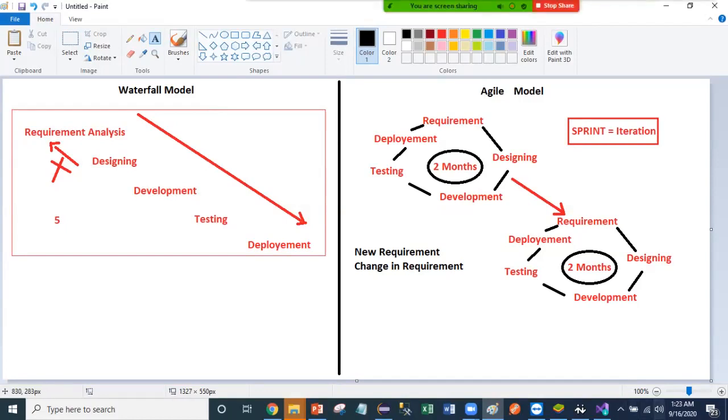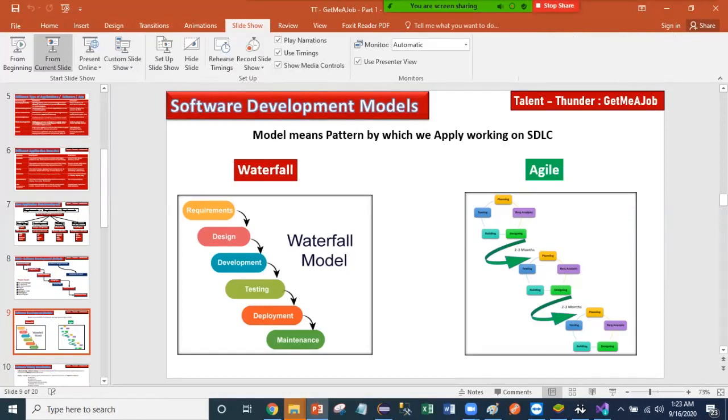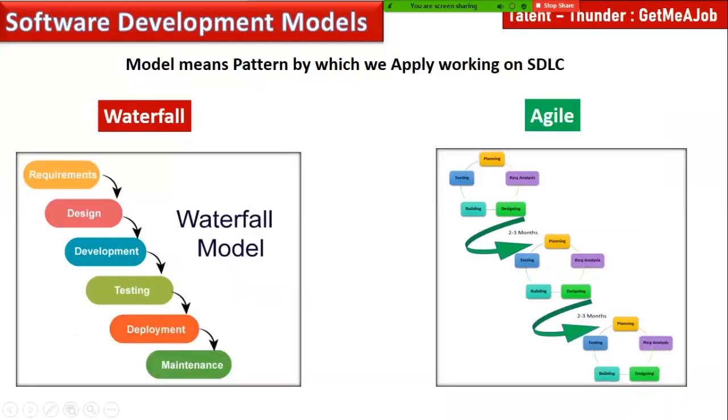Now let's see, if you look at this screen, you can see the same thing. In the waterfall model, it goes from one phase to another phase, right? And in the agile model, everything gets repeated every 2 to 3 months: planning, requirement analysis, designing, development, building, and all those things.